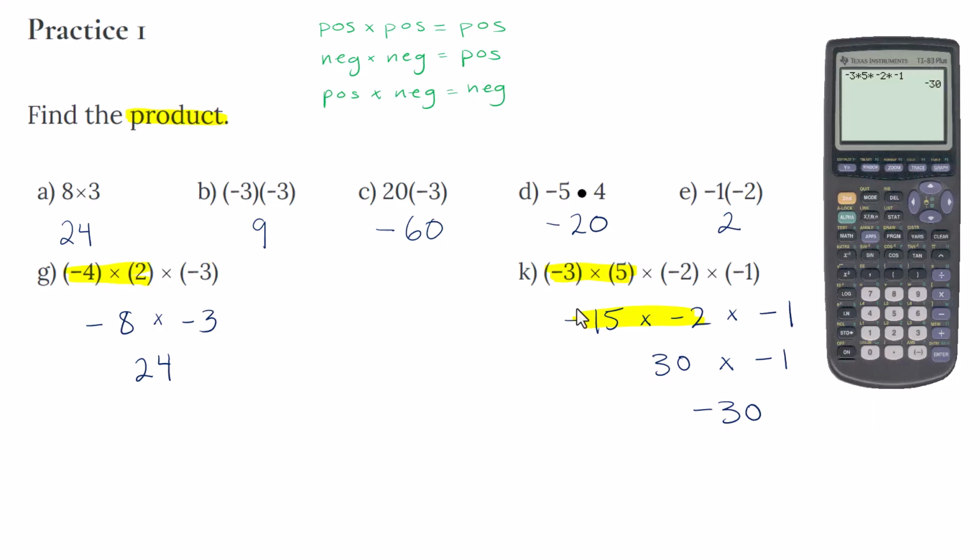You'll see in the question they also put brackets around everything, but it's not really necessary to put brackets and the multiplication sign. You can just put the times sign and that's enough.